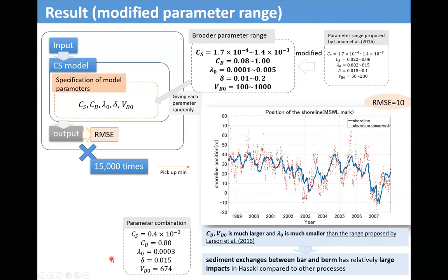And when you see the parameter values I've got, CB or VB0 was much larger and lambda 0 was much smaller than the range proposed by Larson. This indicates that sediment exchange between bar and berm has relatively large impacts in Hasaki compared to other processes like sediment transport from the dune erosion or sediment transport by the wind.